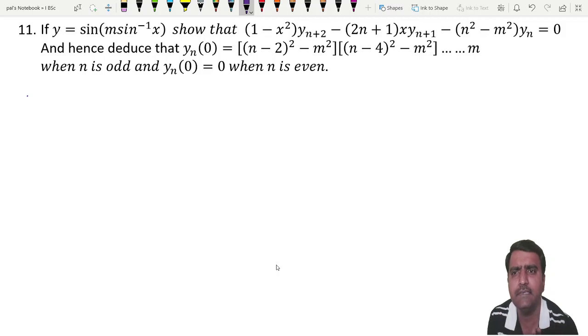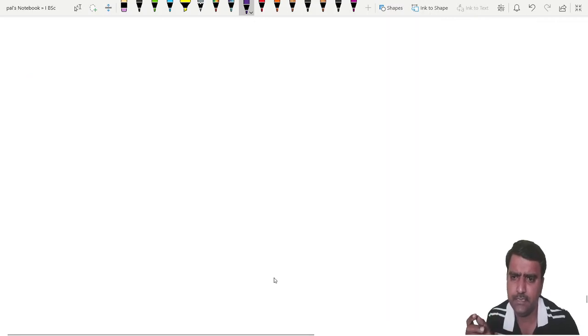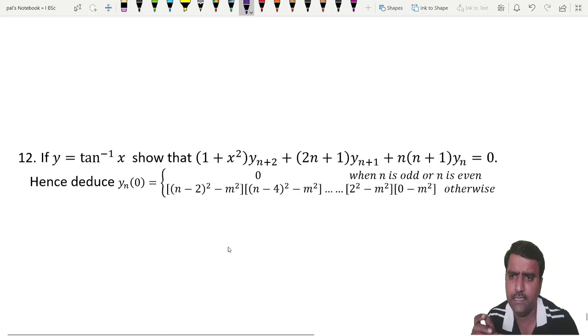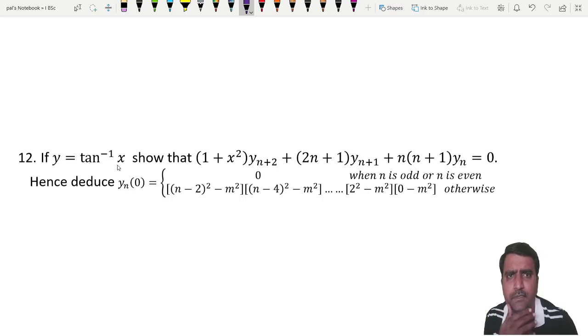You try to prove this result. So when n is even, the result is yn of 0 is so and so, and yn of 0 is equal to 0 when n is an even number. Similarly, here one more example is there. y is equal to tan inverse of x. It is a very easy problem. Tan inverse of x differentiation is 1 by 1 plus x square. We already solved one problem on tan inverse of x, so it is very similar to that problem.